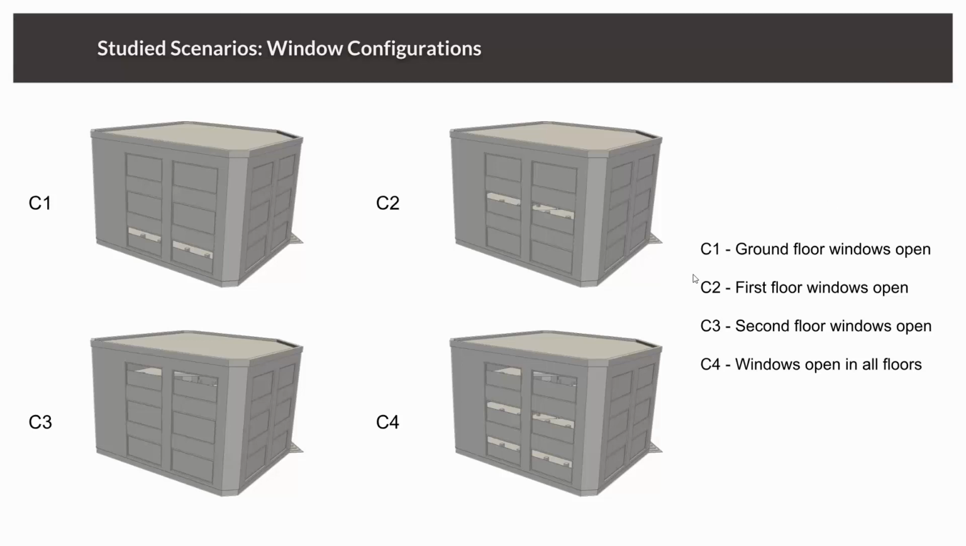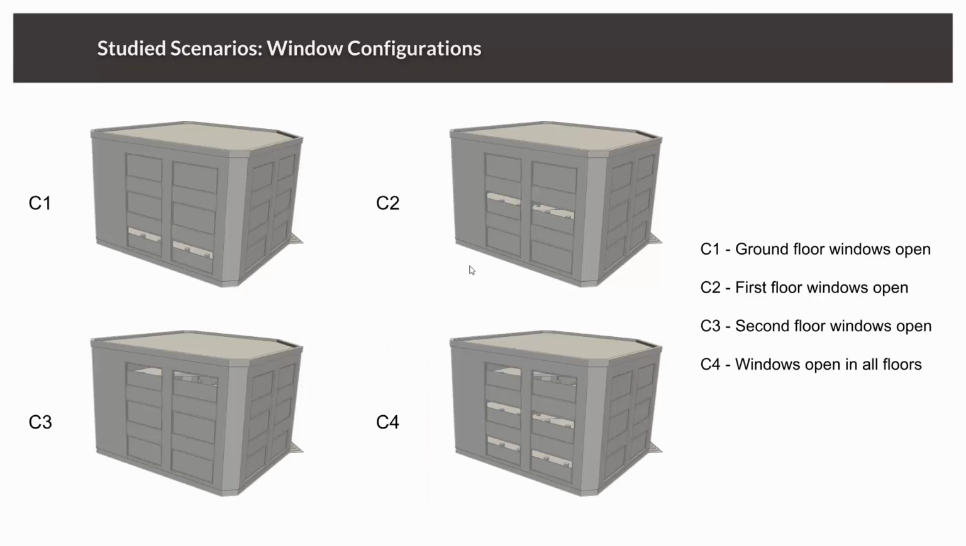So this is our building and we have 4 configurations. In the first configuration, only the ground floor windows are opened. In the second configuration, the first floor windows are opened. In the third configuration, the second floor windows are open. In the fourth configuration, all windows are open on all floors.